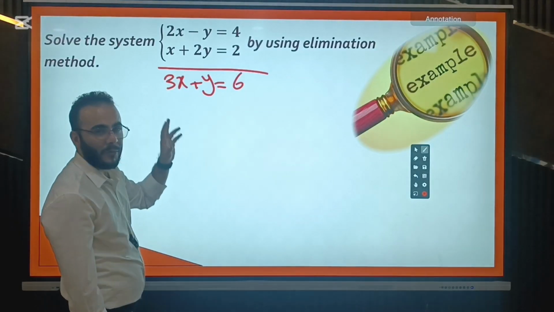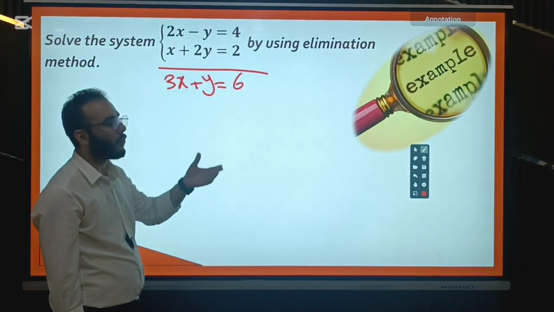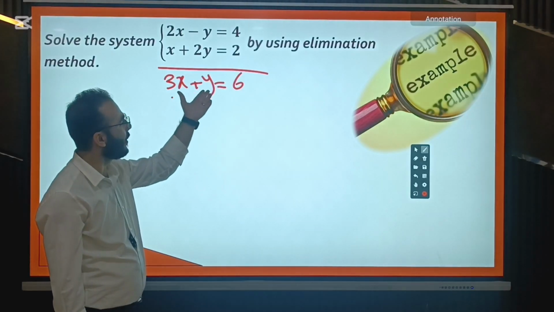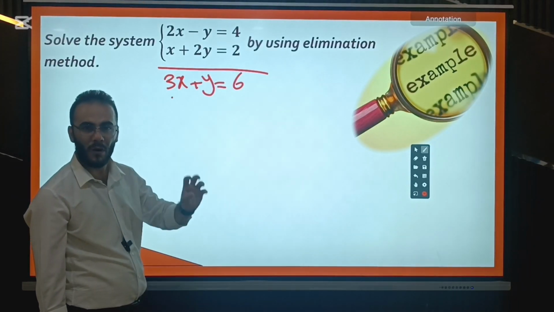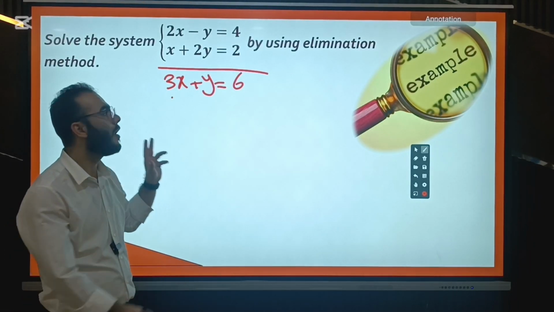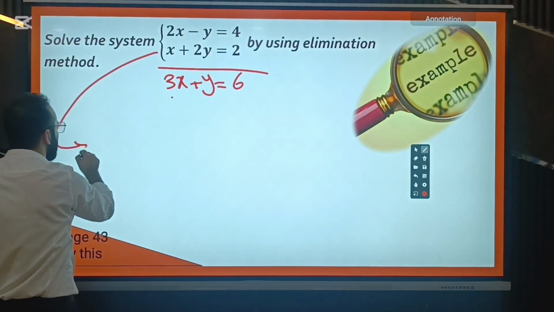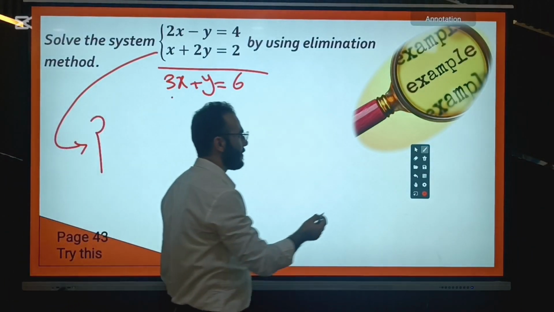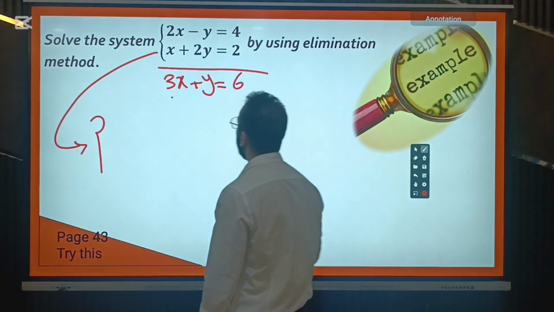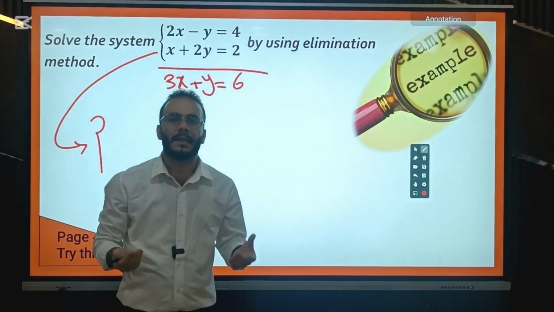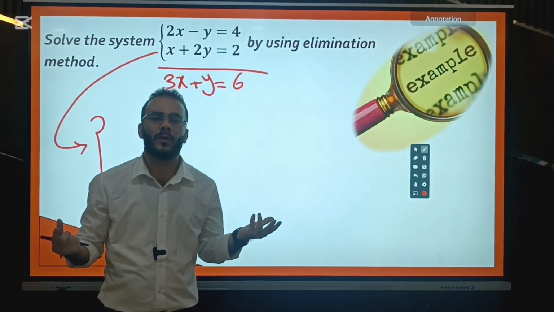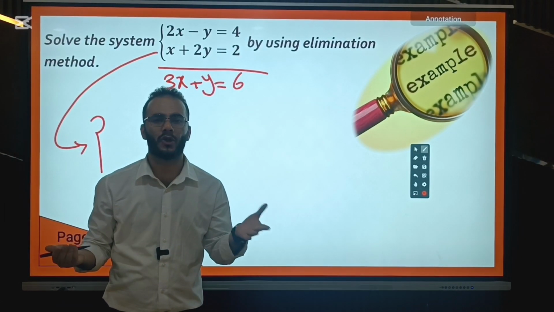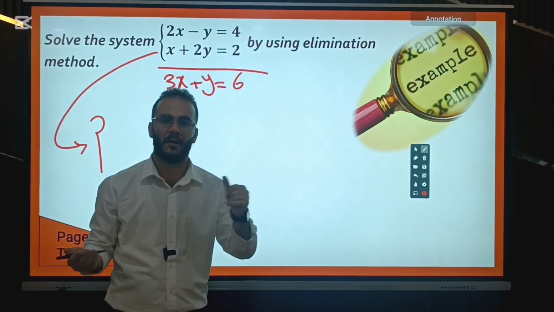Does any one of them eliminate each other? No. We still have x and we still have y. That's why we need to make some change by ourselves. What I mean by that, follow me to see it. First of all, decide what variable you want to eliminate, x or y, it doesn't matter. You have to decide in order to go ahead.